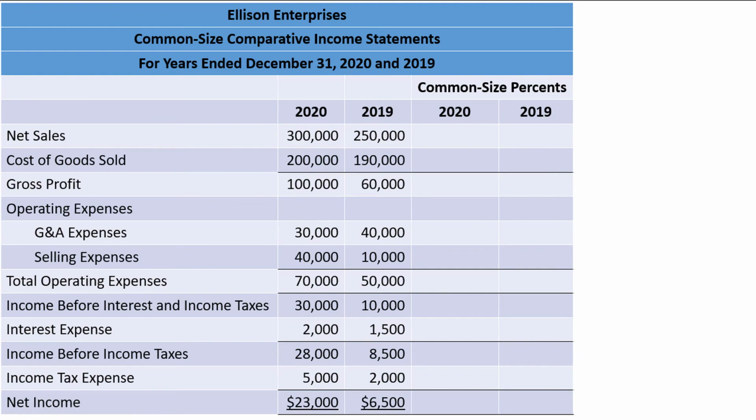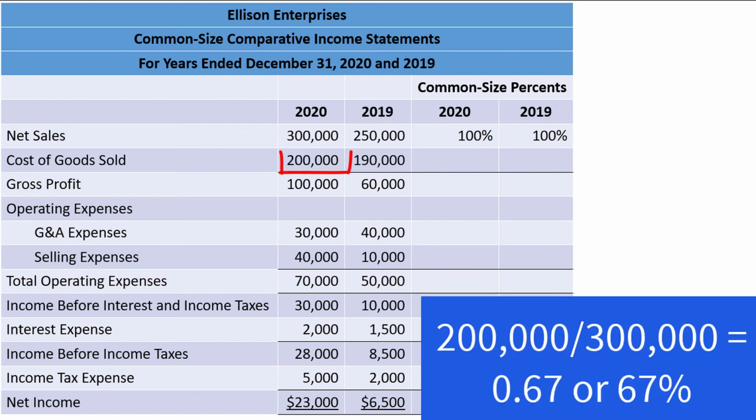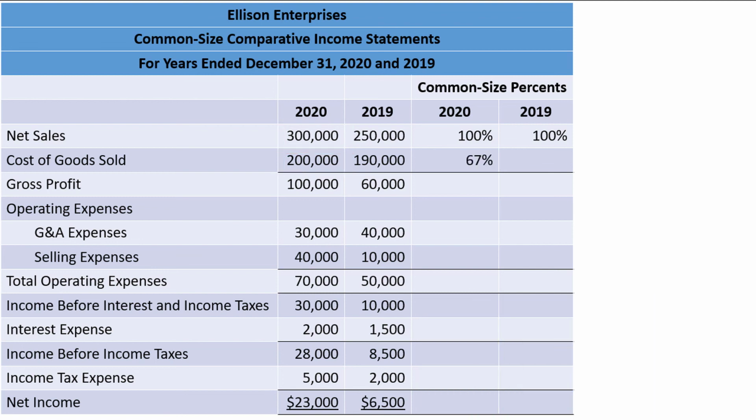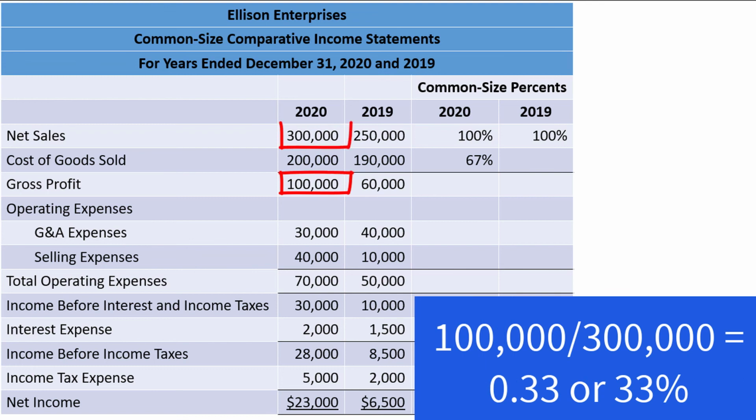We can also create common size income statements. Here we use net sales as the base, representing 100%. For 2020, we can take the cost of goods sold of $200,000 and divide by the $300,000 of net sales to get approximately 0.67 or 67% as the common size percent for cost of goods sold. Gross profit in 2020 is $100,000 divided by $300,000, which is about 33%.